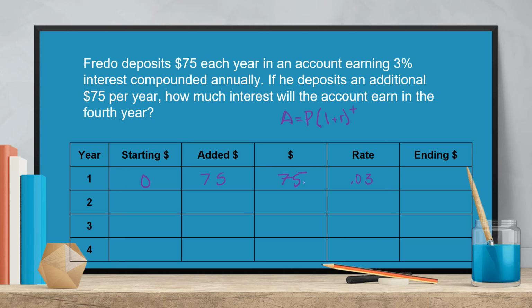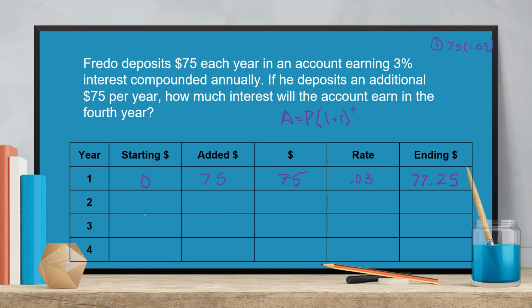So here we got 75. So 75, we're in year 1. 75 times 1.03. That's the first year. So do the math. And we come up with $77.25.